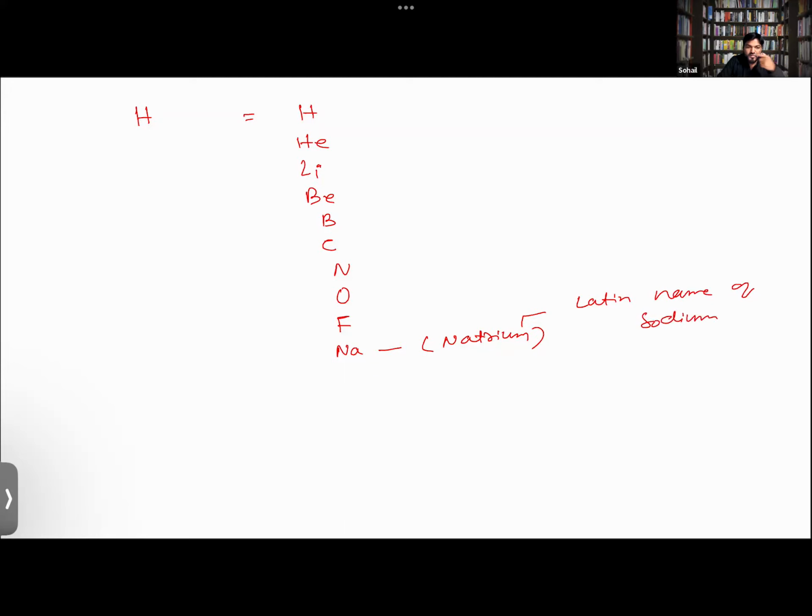Okay, now just like that, you have different symbols. For example, sulfur is S, chlorine is Cl, and argon is Ar.